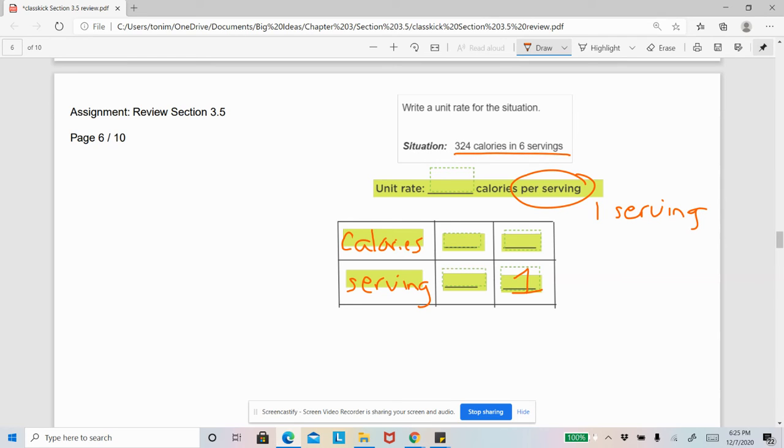So let's look at the rate they give us. It's 324 over 6. What we're missing is right here. Just like we were doing with equivalent ratios, you're doing that with an equivalent rate. So you're going to find 6 divided by 6 is 1, and then 324 divided by 6 is 54. So your answer is 54 calories per serving.